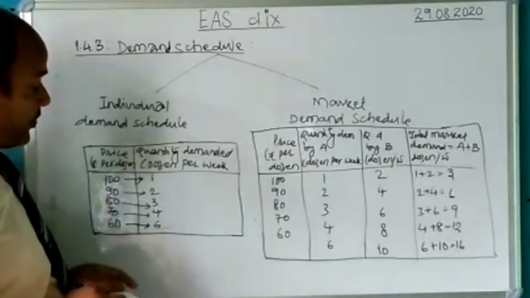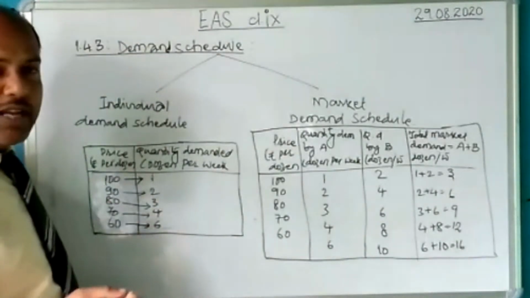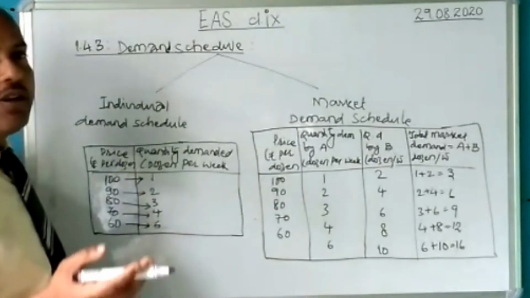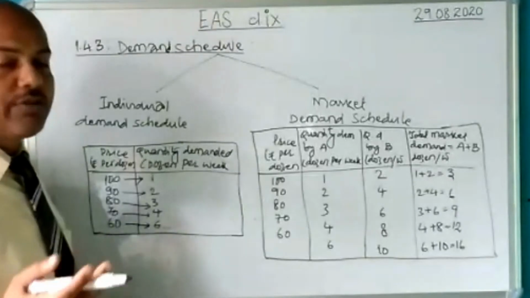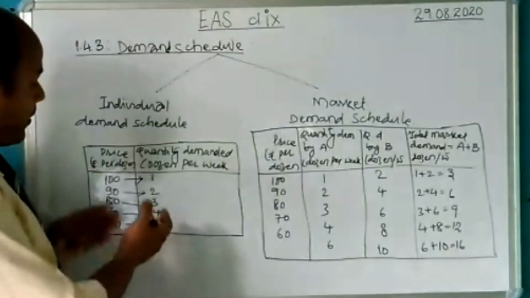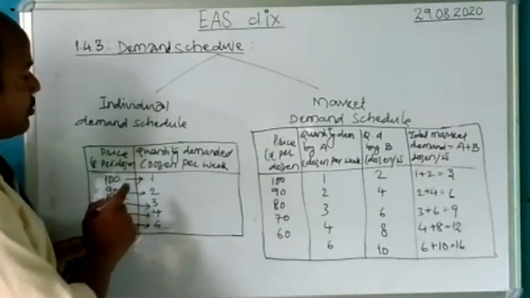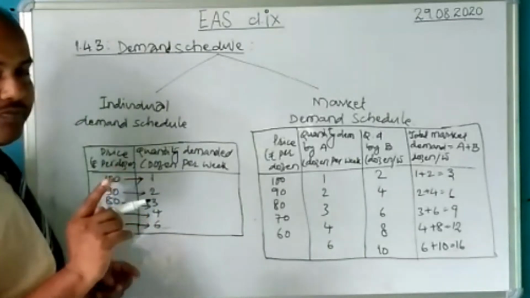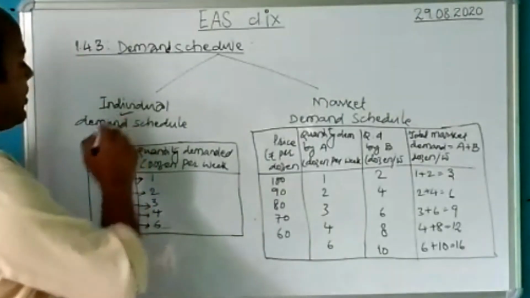Now try to understand. When the price is decreasing, the demand is increasing. Of course, when the price becomes cheaper, you would like to buy more. And when the price is very high, you will buy less. And when the price decreases, you can buy more. So following that, this is a table. This table is referring to one particular person or only one family, so it is called individual demand schedule.